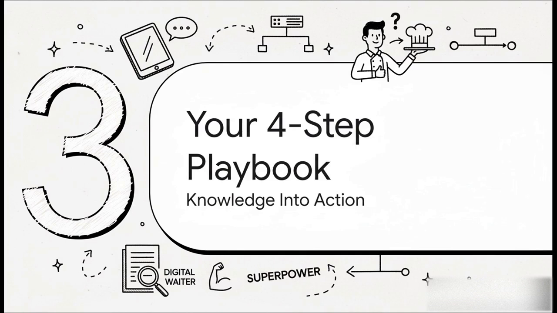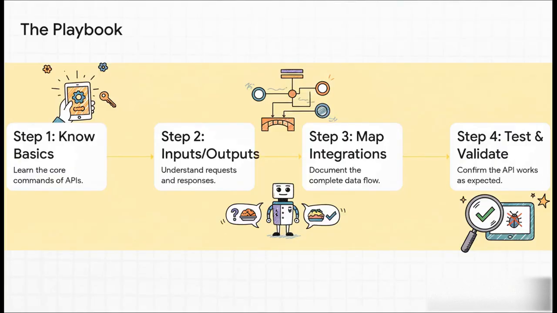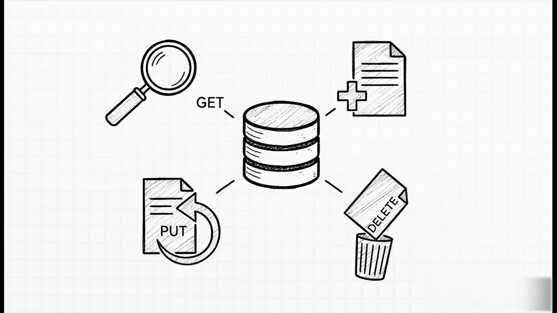So, you're sold. You get it. But how do you actually put this knowledge into practice? Well, I'm going to give you a super simple 4-step playbook you can start using on your very next project. Our playbook is super straightforward. First, we'll learn the basic verbs that APIs use. Then, we'll look at the flow of the conversation, the inputs and outputs. Third, we'll talk about how to map these connections. And finally, we'll see how you can test and validate the results. No coding required.